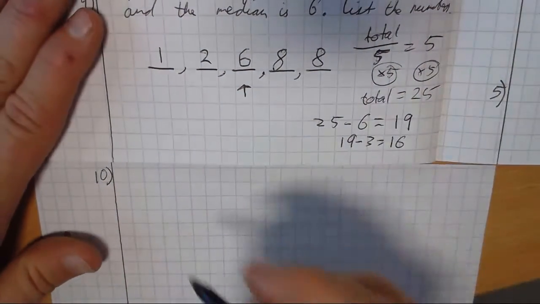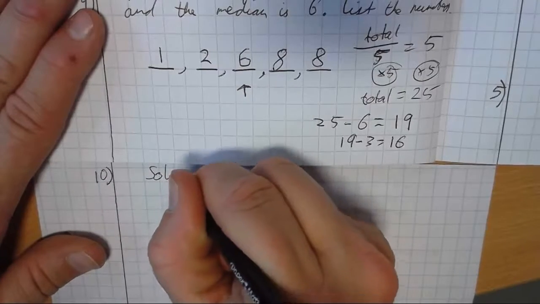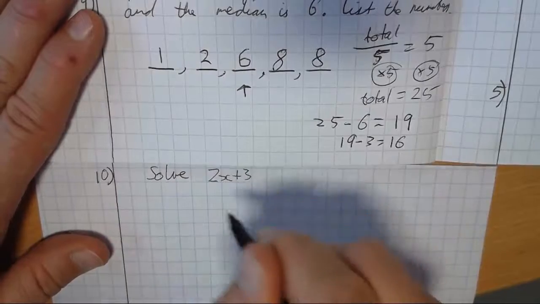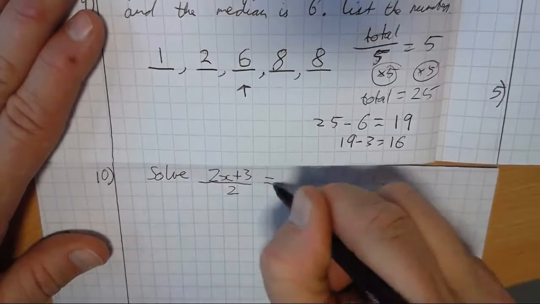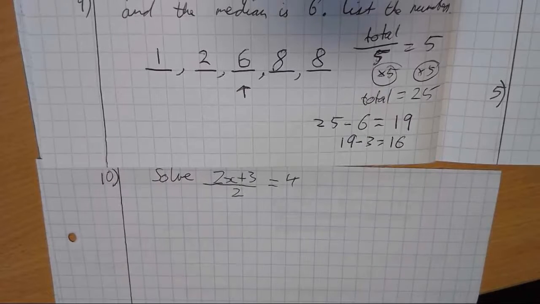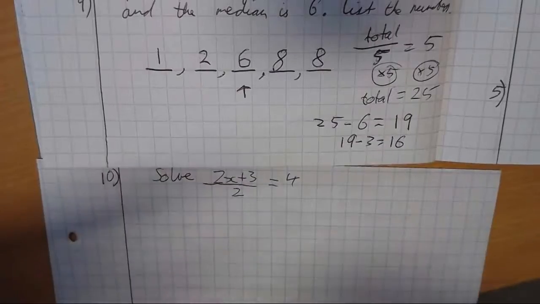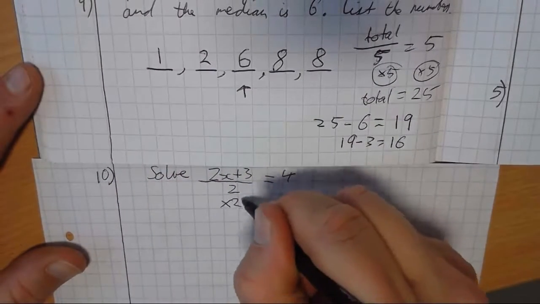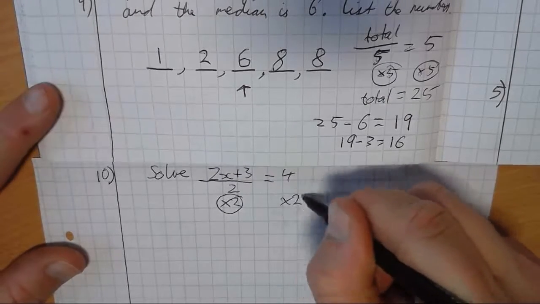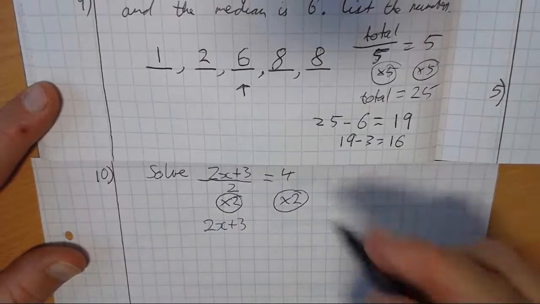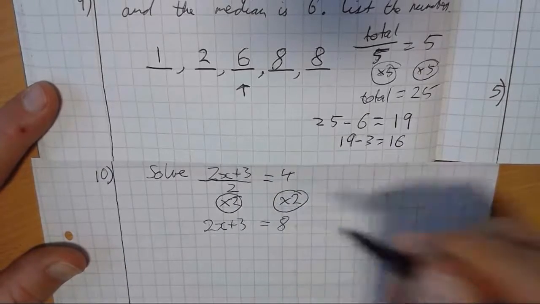Question 10 is a solving equation question. Solve (2x plus 3) over 2 equals 4. So I've got to undo this situation. I've got 2x plus 3, and all of that is divided by 2. To undo it and get back to x, I need to times both sides by 2. That gives me 2x plus 3 still on this side, and 8 on this side.